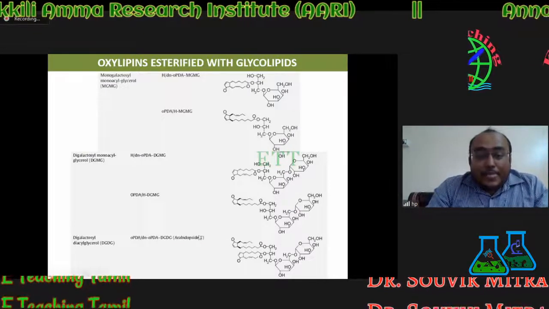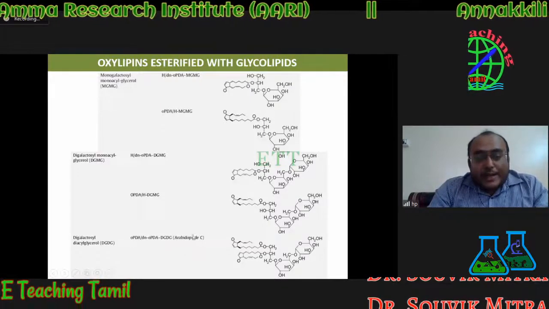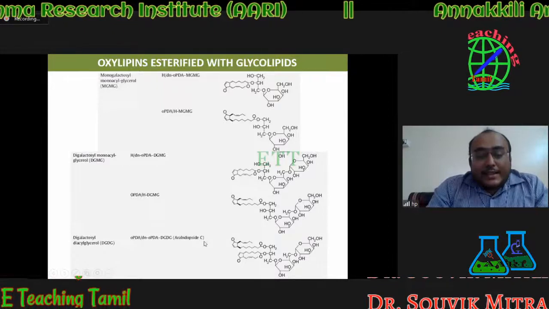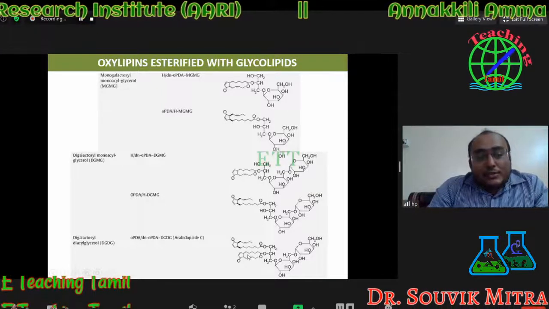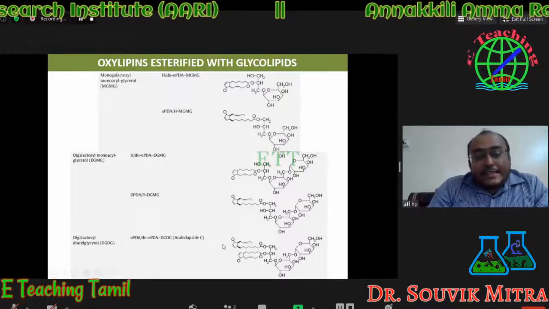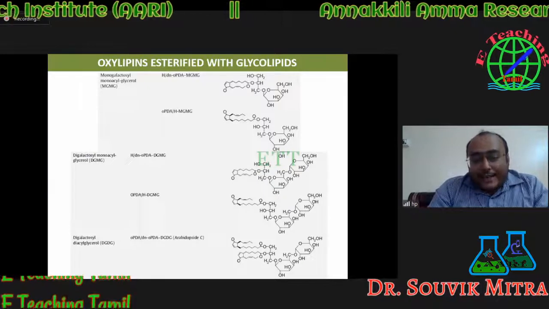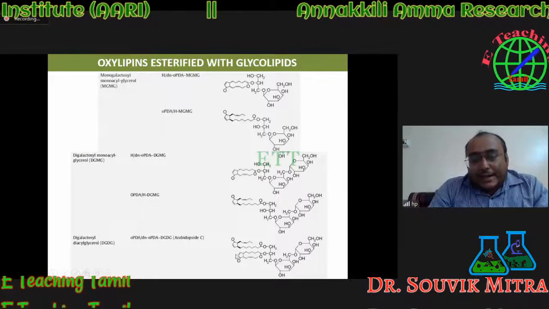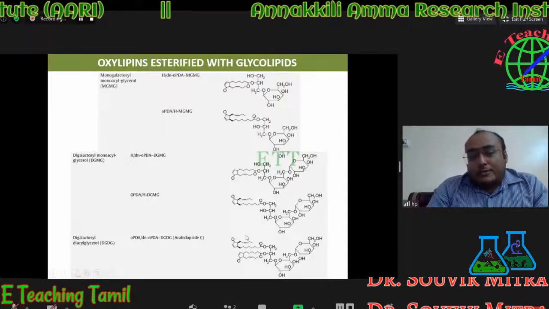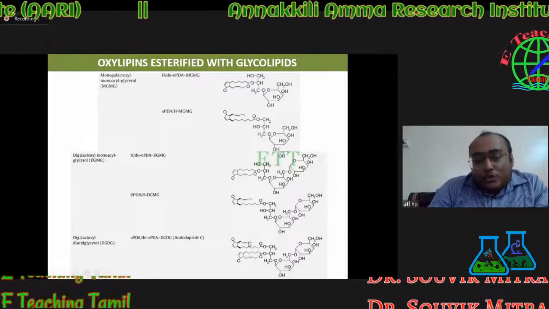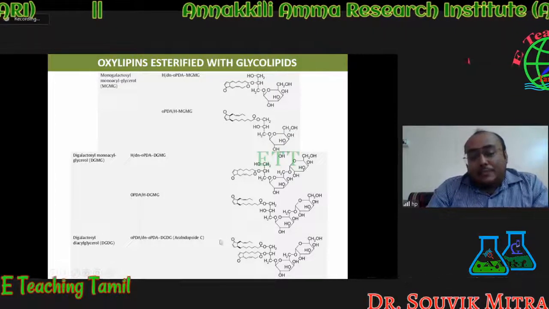One example I want to specifically mention, the last one, is arabidopside C. In this case, the glycolipid digalactosyldiacylglycerol, DGDG, is modified. The two fatty acids attached to the glycerol are modified fatty acids, namely 12-oxo-phytodienoic acid. So these are some modified fatty acids.